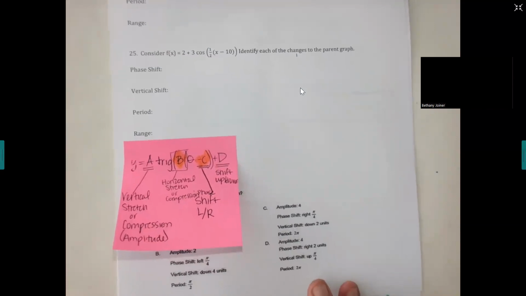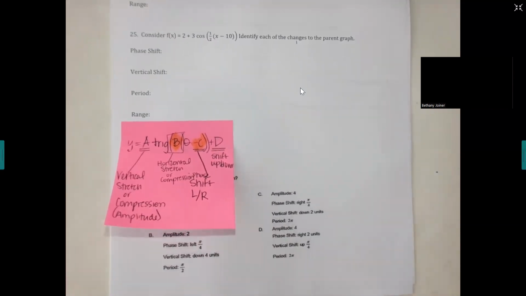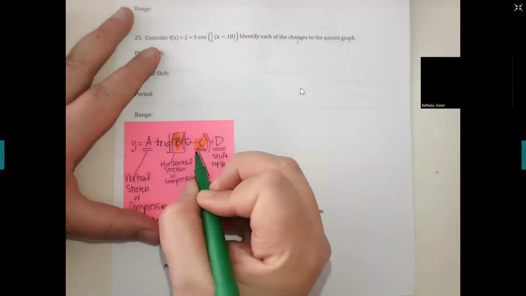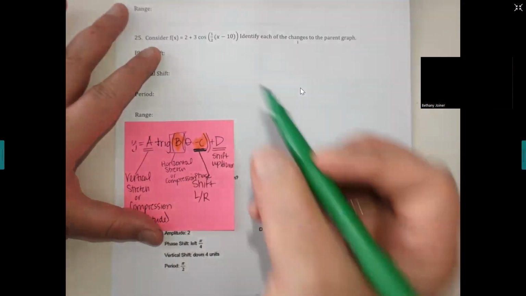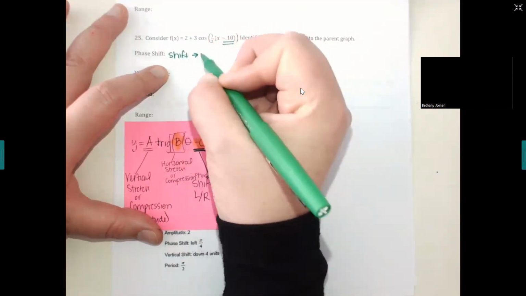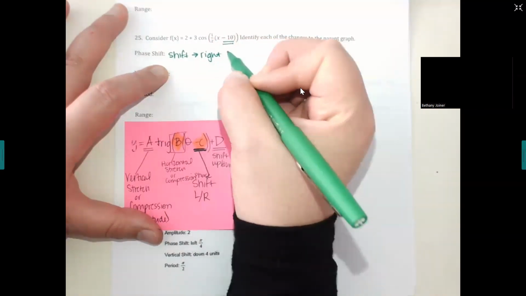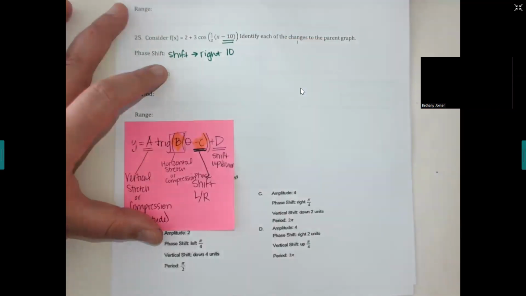Okay, so first thing I notice is that I have a -10 in my parentheses. So remember what I said on my sticky note here, that this number C is going to have the reverse effect. So if they put a -10, that means that I really want to shift my graph to the right 10 units, or 10 degrees.